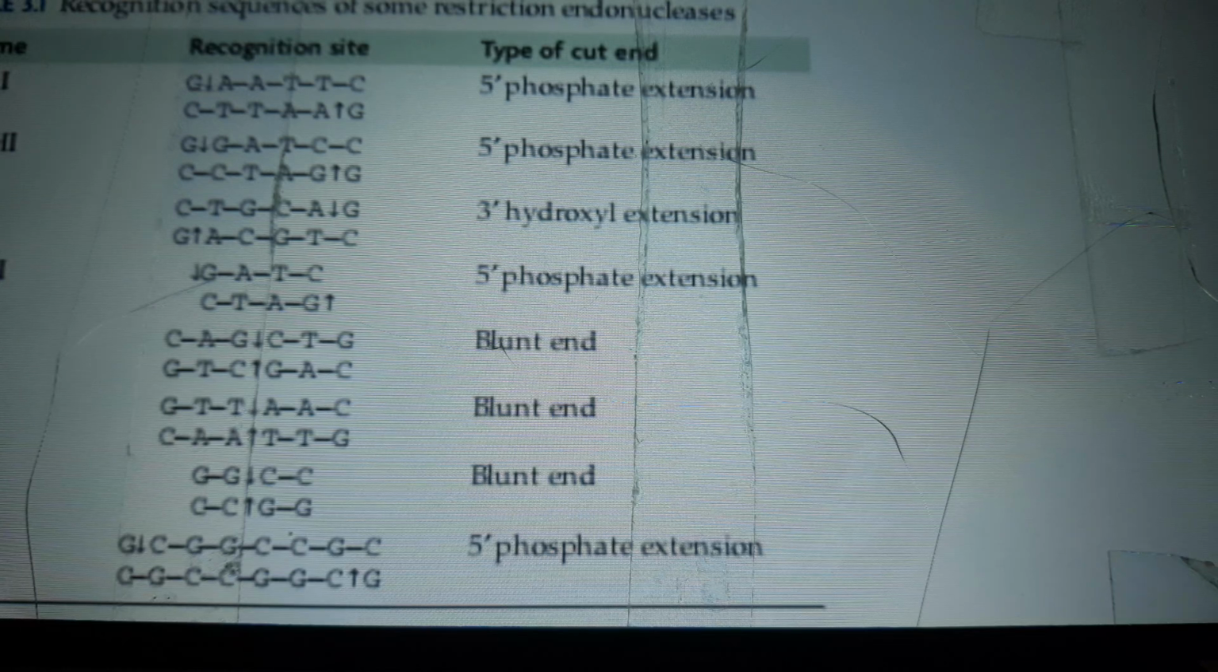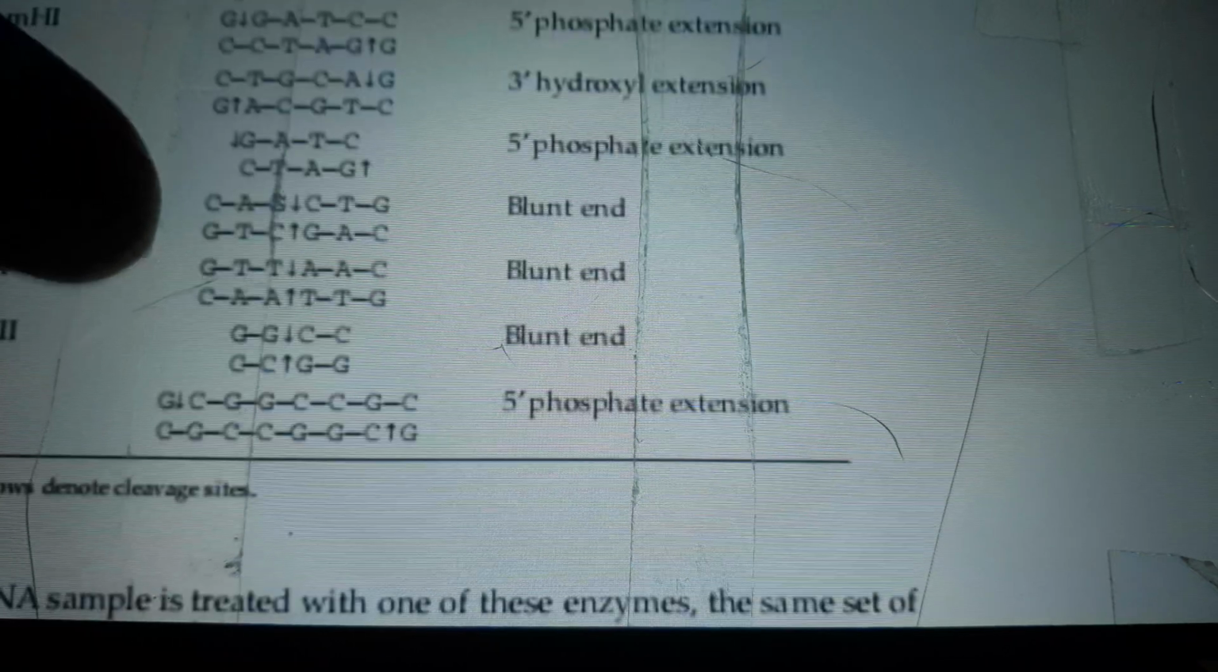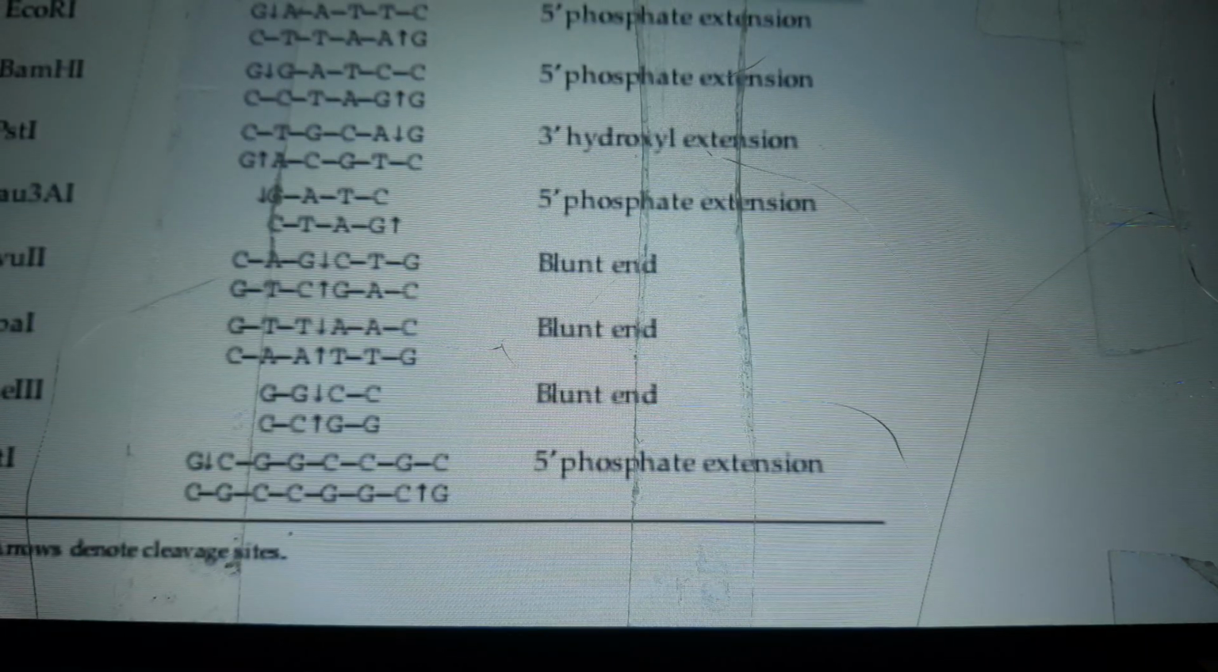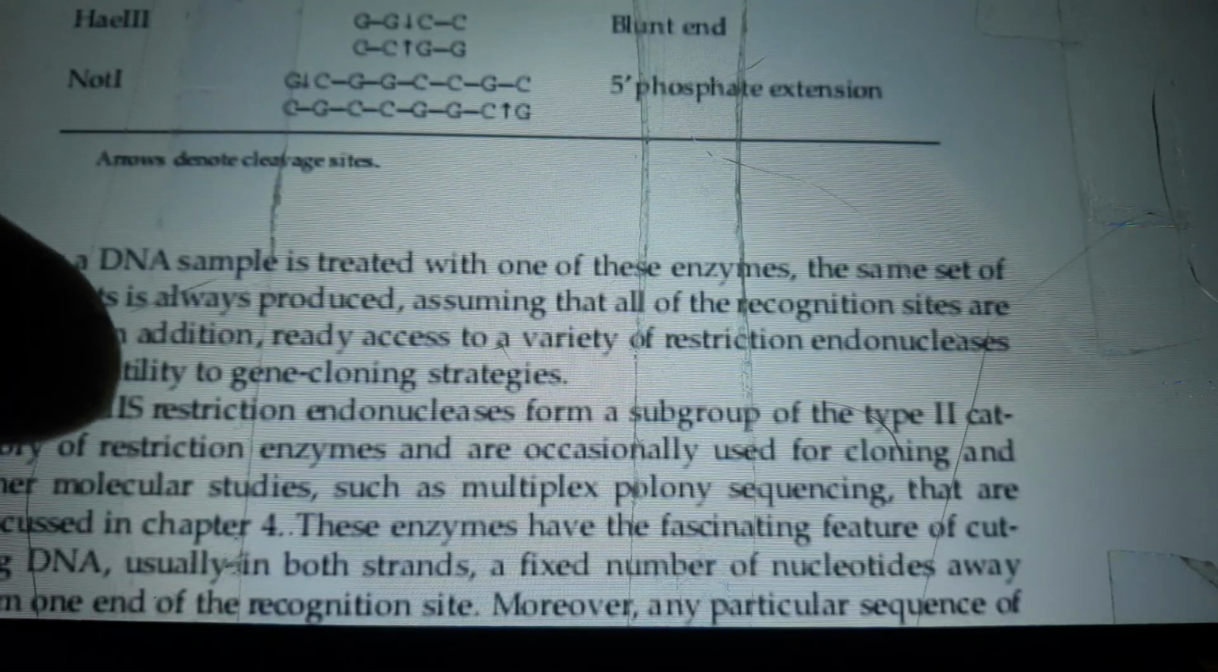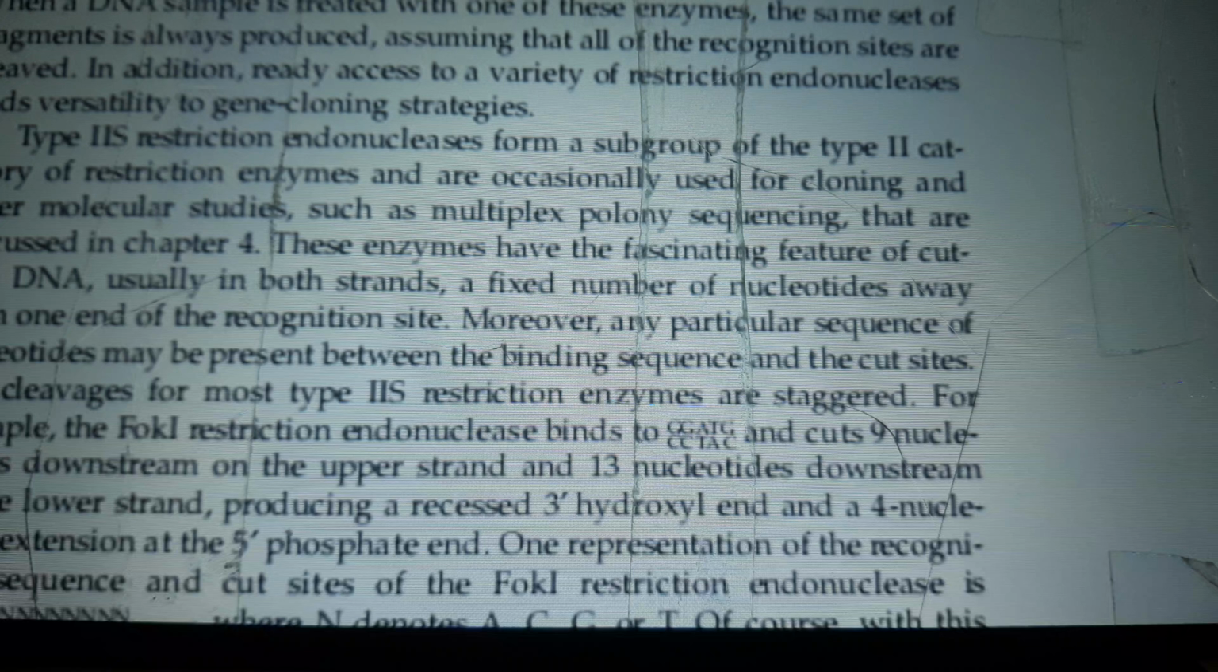This is a table that shows the recognition sequences of some restriction endonucleases. I'll just name the enzymes. The rest you can just make notes of after you've taken screenshots. The enzymes will be EcoRI, BamHI and II, PstI, Sau3AI, PvuII, HpaI, HaeIII, and NotI. Arrows denote cleavage sites. Okay, going to the subject.